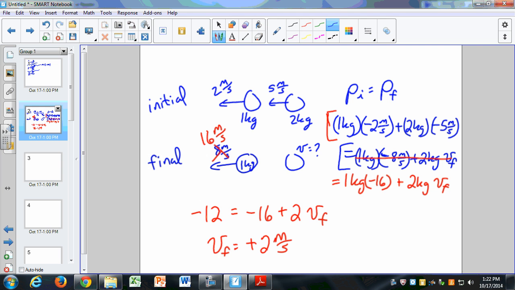So I think I went a little too fast. My initial momentum, which is this state, is 1 times negative 2 plus 2 times negative 5. That's negative 2 plus negative 10, which is negative 12. That's my initial state. Now, here I never actually finished solving this, but this would be negative 8 plus 2 times VF. So returning back to the original problem, I would have negative 12, that's from this quantity right here, equal to negative 8 plus 2VF. So VF then would equal negative 2.